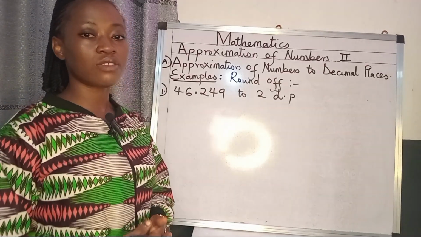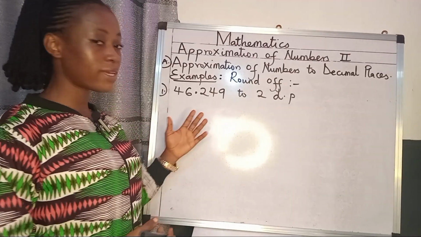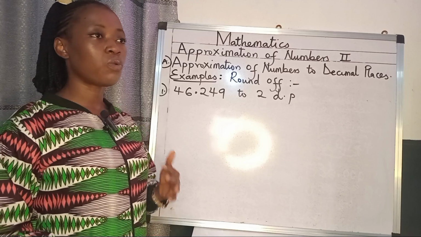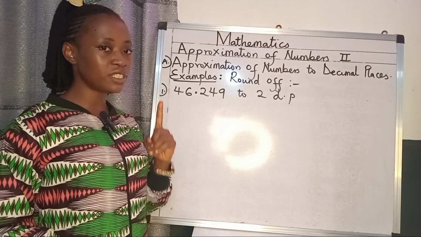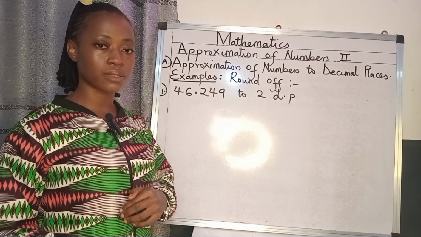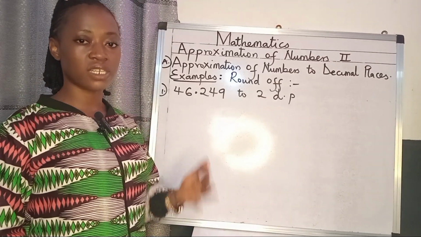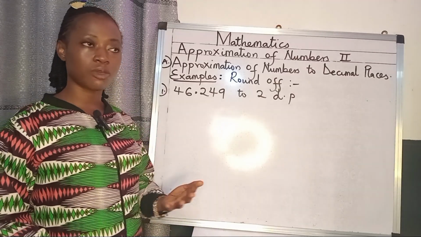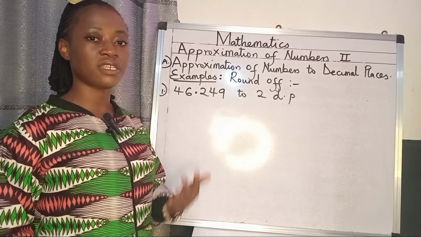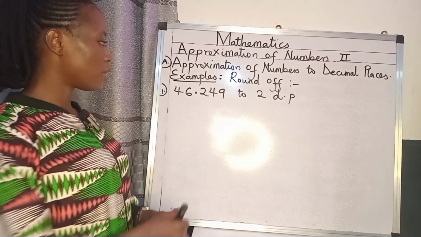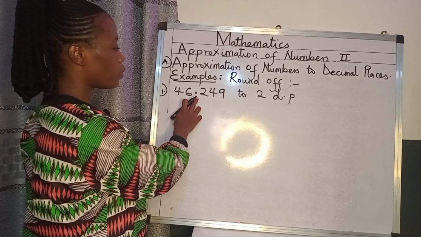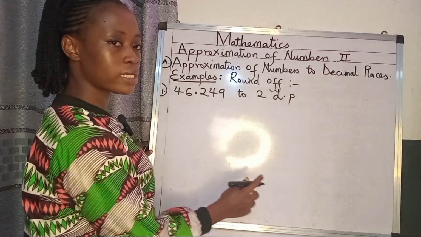Now when you're asked to round off a number to decimal places, one decimal place means one digit after the decimal point. Two decimal places means two digits after the decimal point. Three decimal places, three digits after the decimal point, and so on. Now we are having 46.249 to two decimal places.